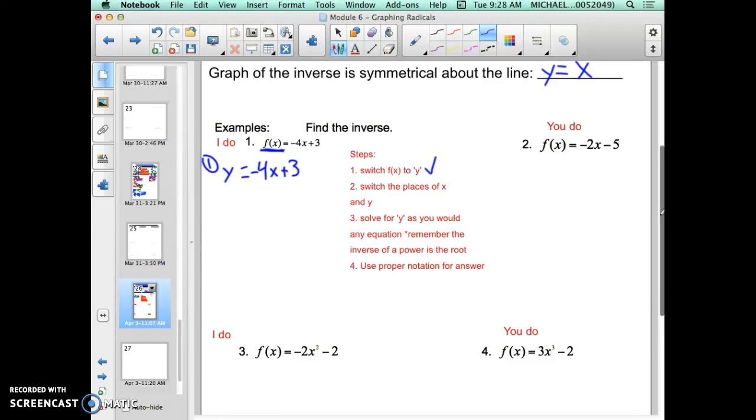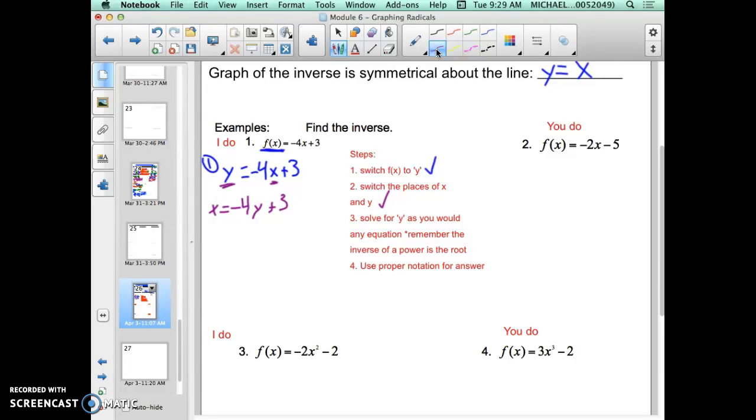Moving on to step 2, switch places, the places of x and y. We're going to talk about that more importantly, because right now it's just a step to you, but the inverse, it's a very interesting relationship between the x values of the given function and the y values of the inverse, and vice versa. And we'll notice that more when we graph it. But to switch places, I have an x right here, a y right there. And so I'm going to write x equals -4y plus 3. I'm done with step 2. All I did was move the x and the y locations.